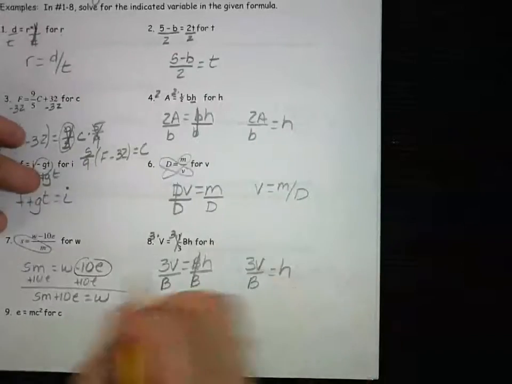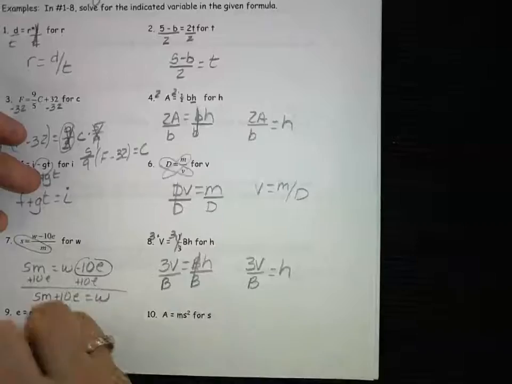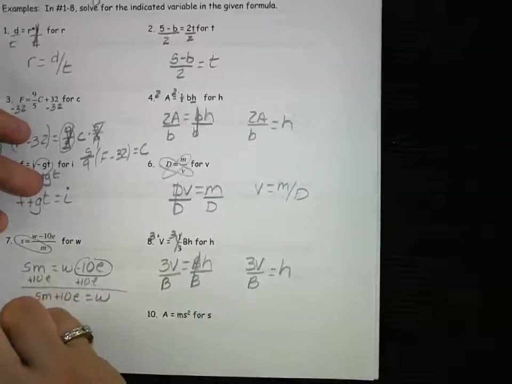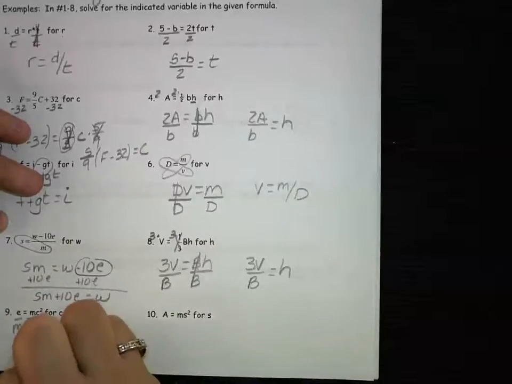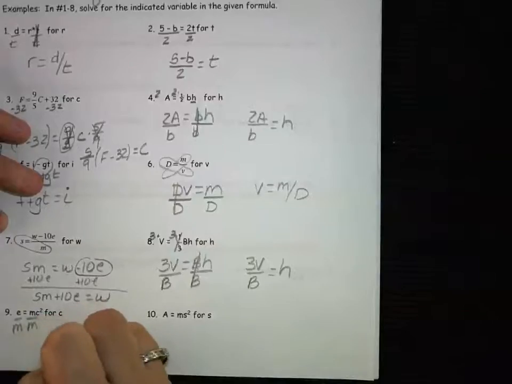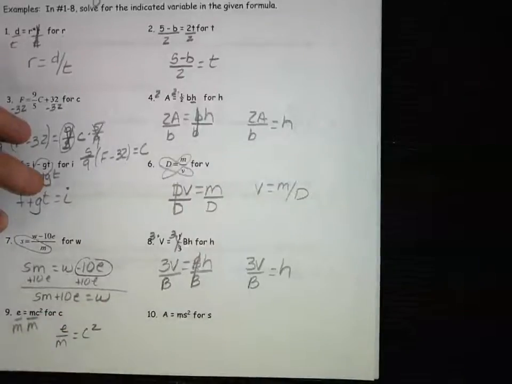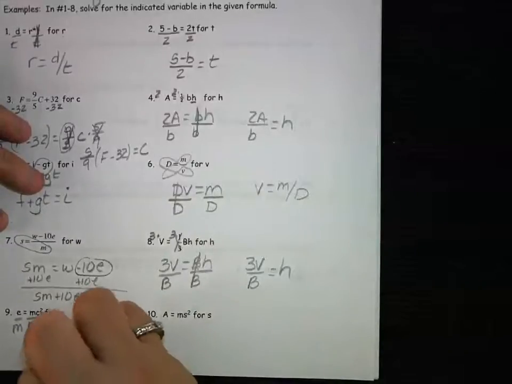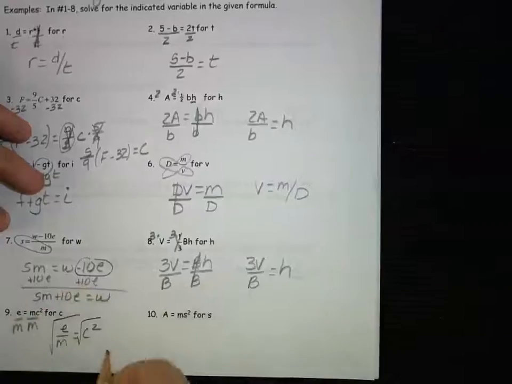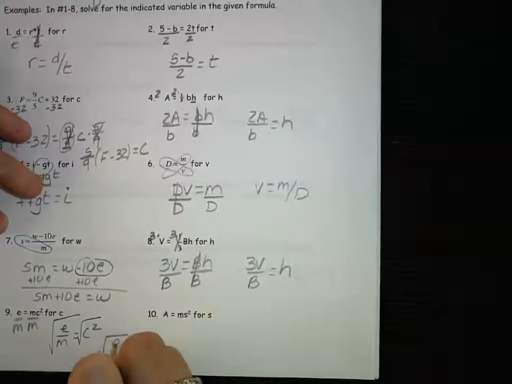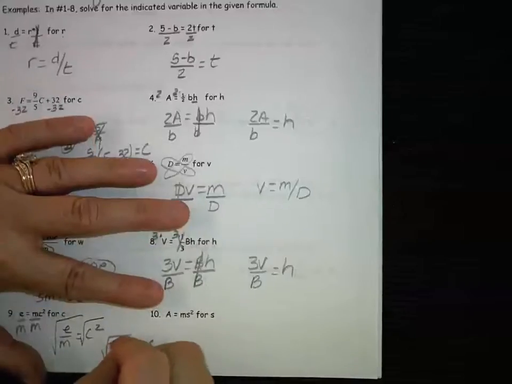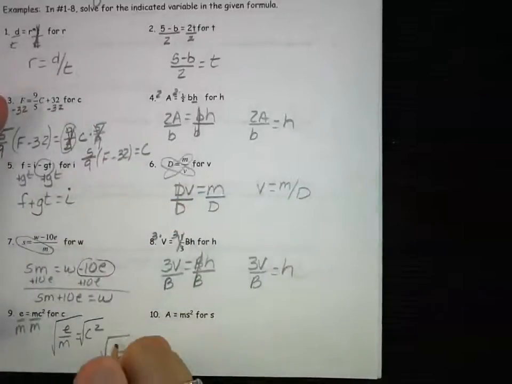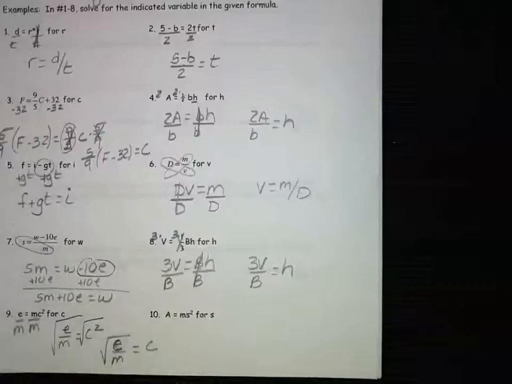Number 9, trying to get the c by itself. First, I'm going to divide both sides by m, and that becomes e over m equals c squared. To undo something that's squared, you take the square root, and your final answer then is the square root of e over m equals c. That's a little messy there. Square root of e over m equals c.